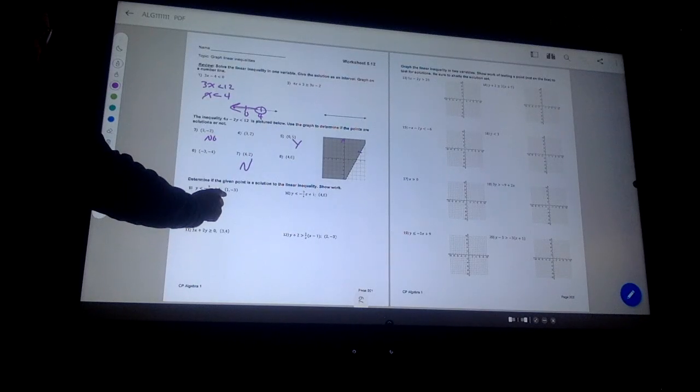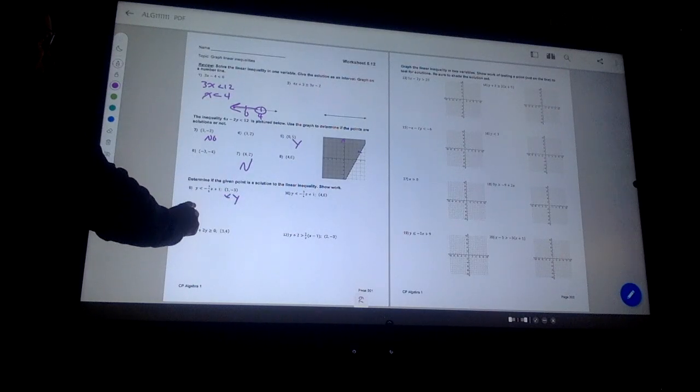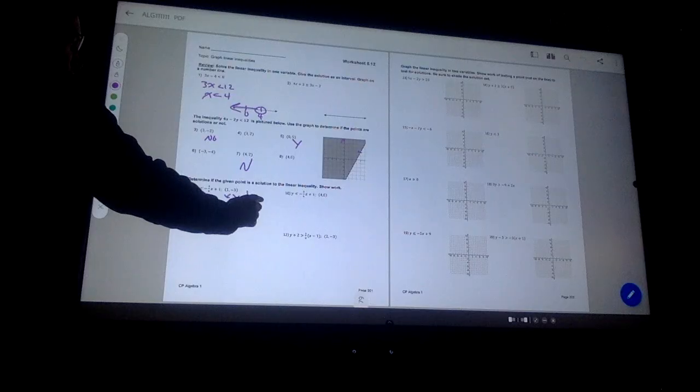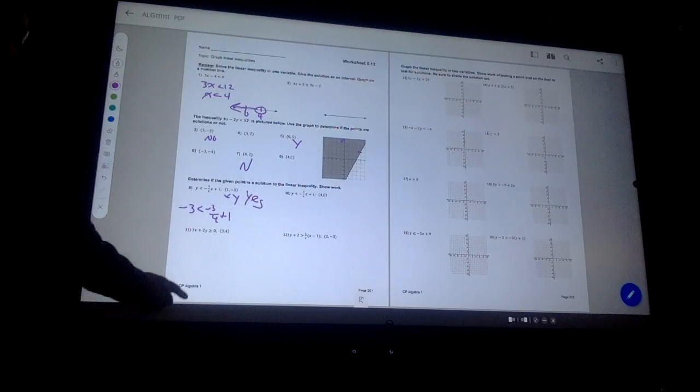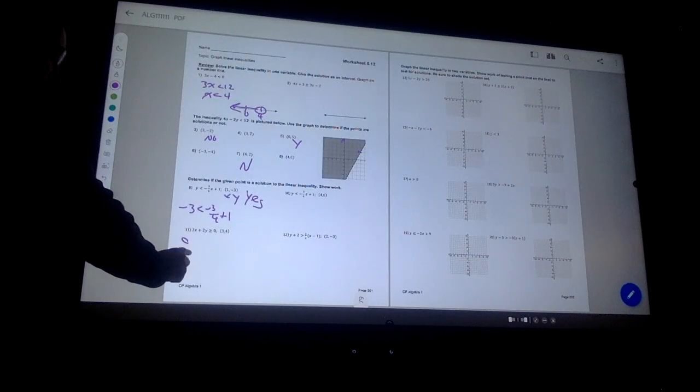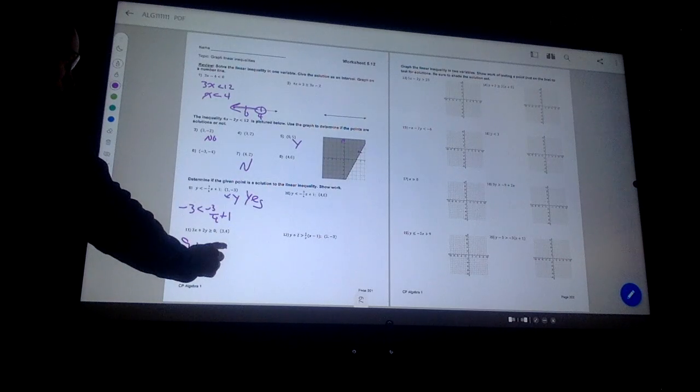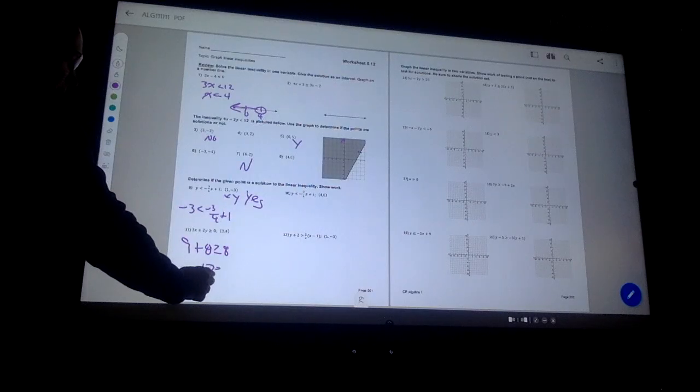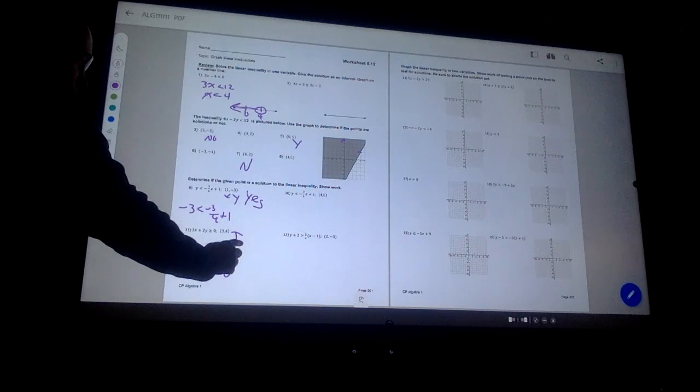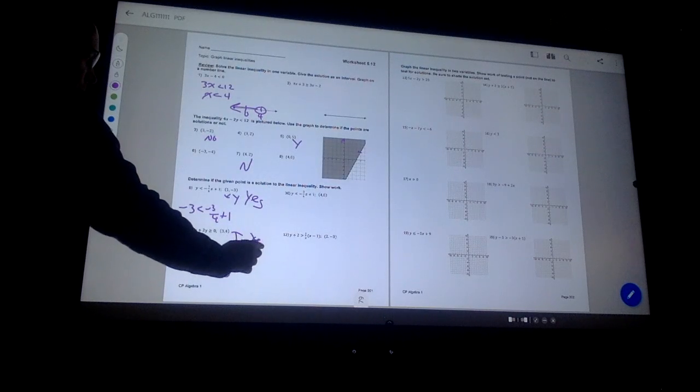So that's x and y. Plug them in. So we're going to get -3 is less than -3/4 plus 1. So that's going to give me, this is true. So yes, this is a solution. On this one, I'm going to take my x and y values, plug it in. So 3 times 3 plus 2 times 4. So is 17 greater than or equal to 8? And the answer is yes. So true, this is a solution.